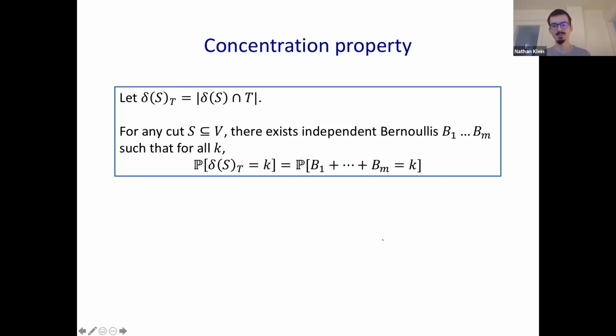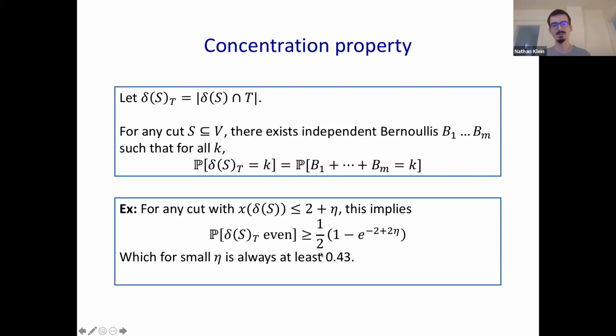And this gives us a pretty nice constant. It says that for any cut with expectation close to 2, it's even with probability at least around 0.43. And since vertices have x of delta of S equal to 2, this says many of them are even, giving us this locally Hamiltonian property. In fact, many of them are degree 2, but recall that since the matching is only over odd vertices, really the important thing is that the vertices have even degree, not really that they just have degree 2.